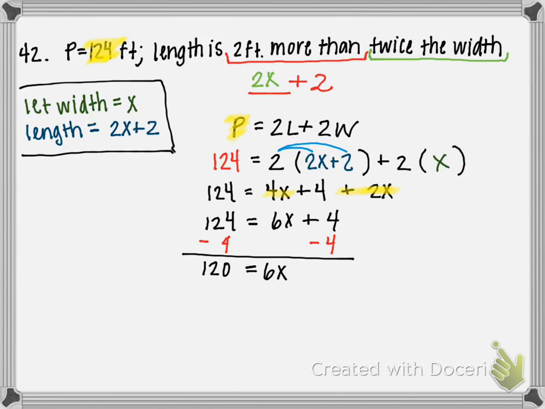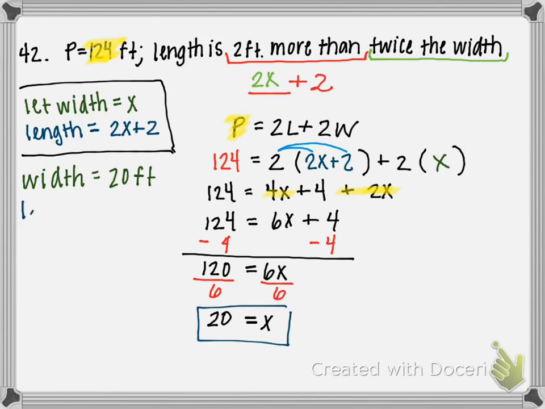To undo 6 times x, we will need to divide by 6. And when you do that, you're going to get x equals 120 divided by 6 is 20. So we have found our width. So come over here, width equals 20 feet.